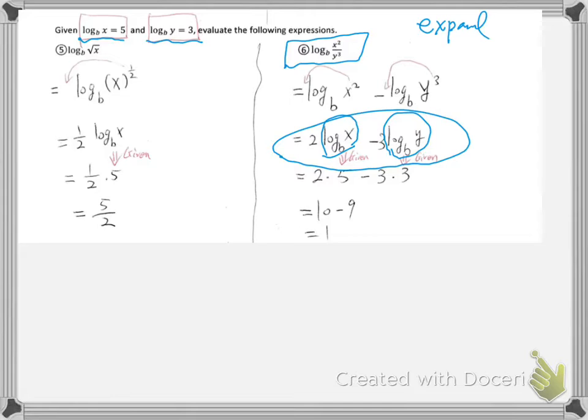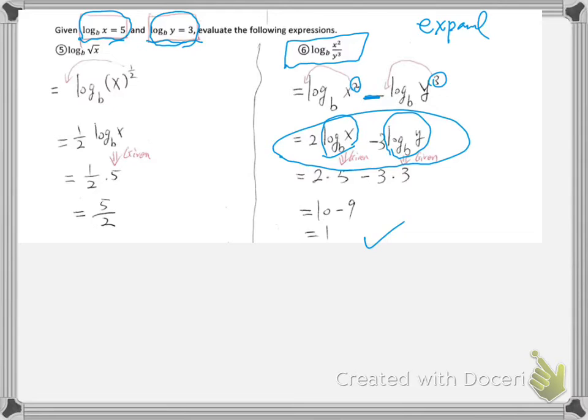Okay, so here for this problem 6, x squared over y cubed, so it's a quotient. So we got this minus sign, quotient rule. And then these powers inside log use the power rule. So we move 2 to the front, 3 to the front. And then we replace log base b of x and log base b of y by the given numbers. Then we get the answer.